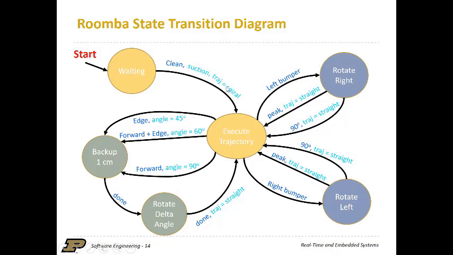Remember, coming out of the wait state, the first thing it did was go to the spiral. Now it's going to the straight state. So now it's going to be executing the trajectory again, but a little different trajectory. Instead of the spiral, it's now doing a straight trajectory.